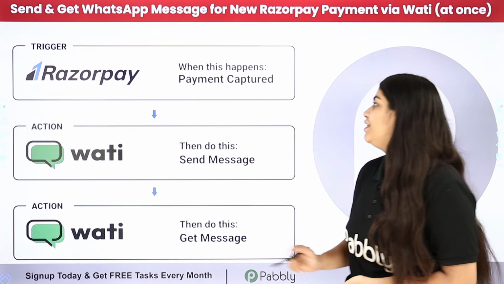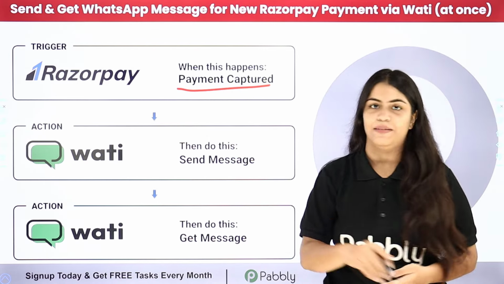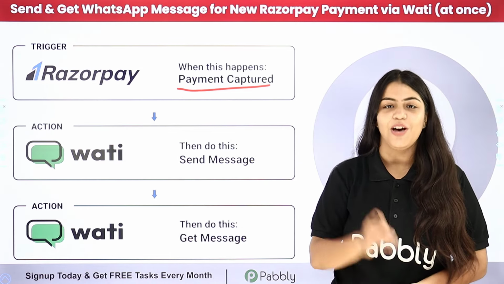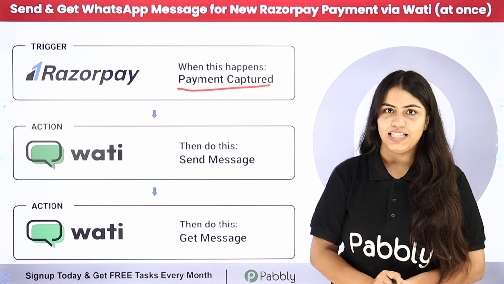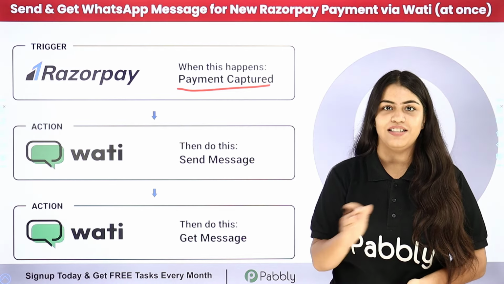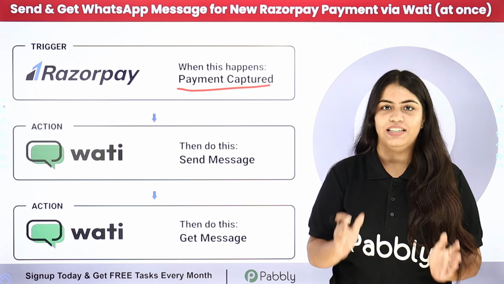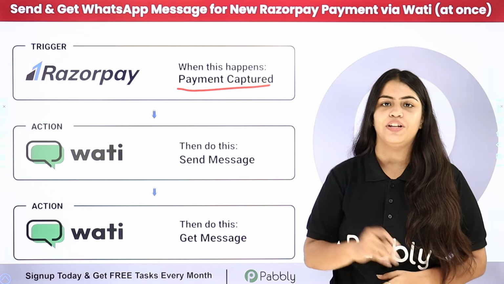And now I want that as soon as a new payment is captured in my Razorpay account, that is as soon as a new product is sold on my Razorpay account, automatically with the help of the same details, I should get and I should send a WhatsApp message with the help of Wati. So I'm going to do this because with this I can maintain the communication effectively.